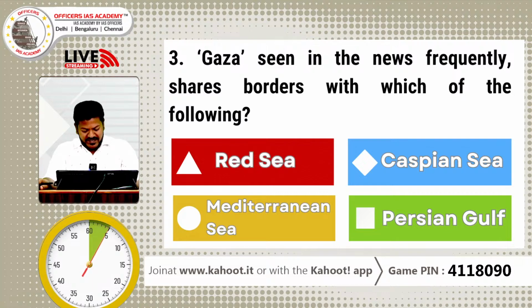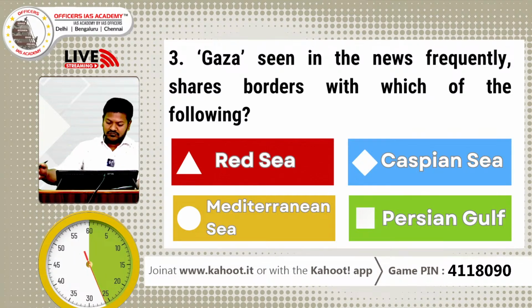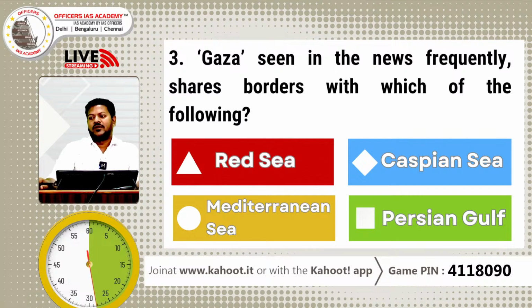Question number 3. Gaza, seen in the news frequently, shares borders with which of the following? Option A, Red Sea, option B, Caspian Sea, option C, Mediterranean Sea, option D, Persian Gulf. Gaza is very much in the news.